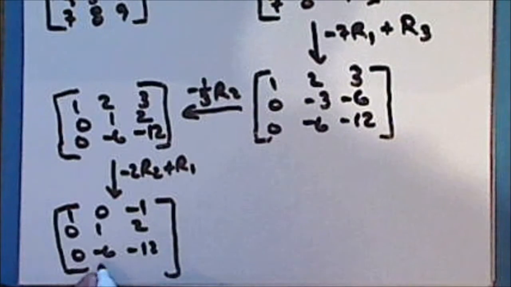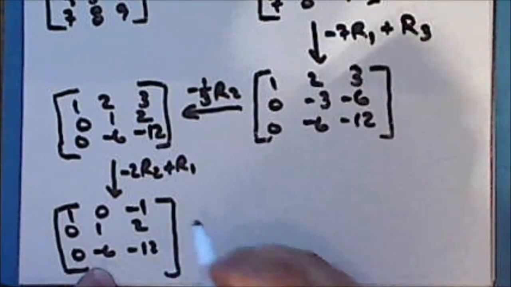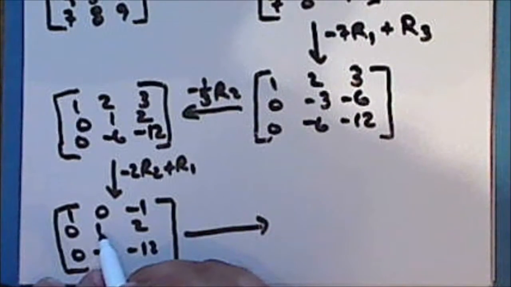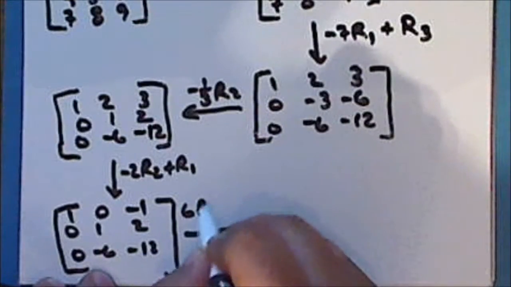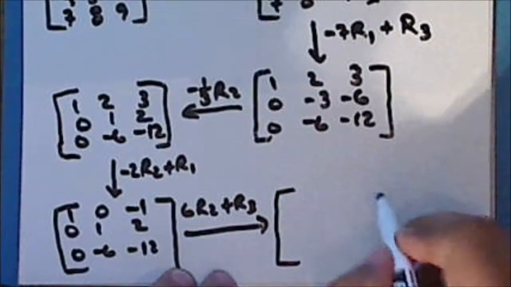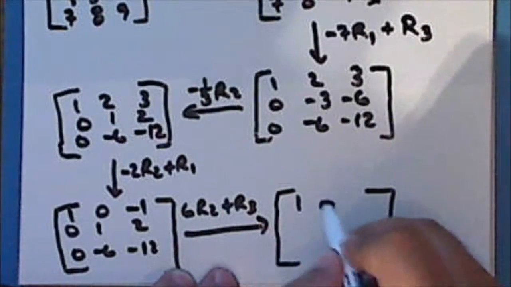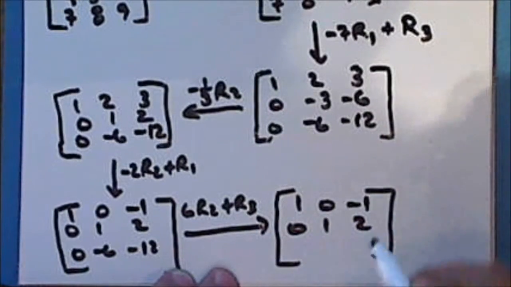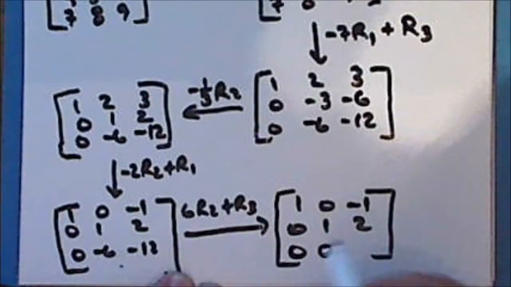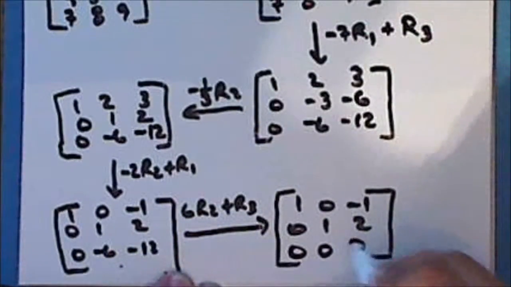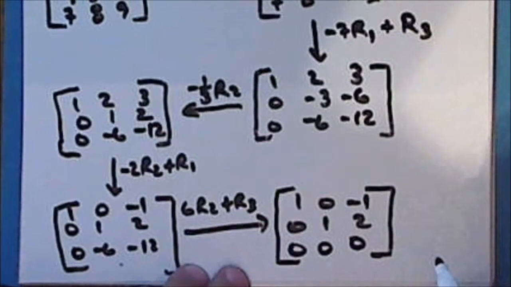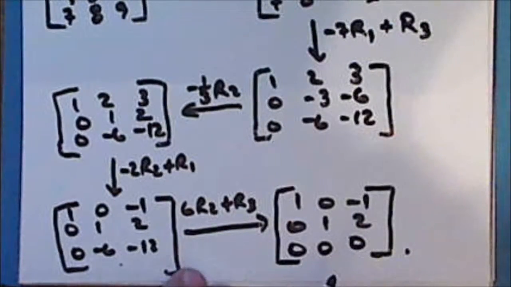And so now we need to clear the -6 in row 3. And so we will multiply row 2 by 6 and add that to row 3. Six plus 6 is 0. 12 plus 12 is 0. And now we have a matrix that is in row reduced echelon form that is row equivalent to the matrix A.